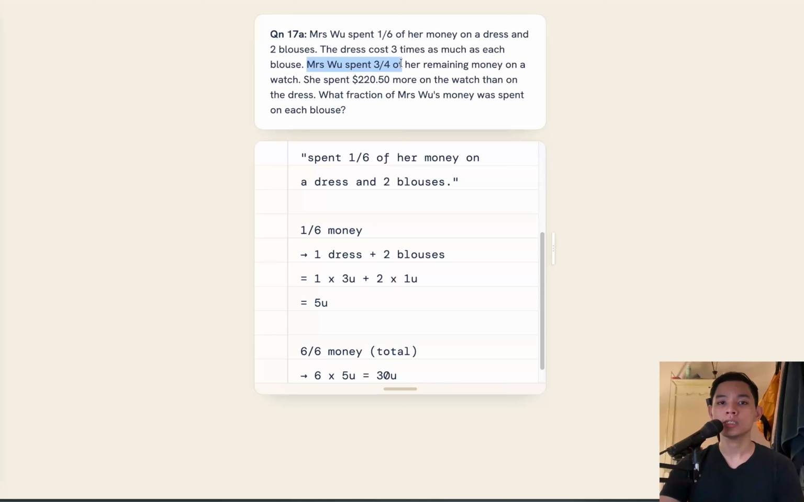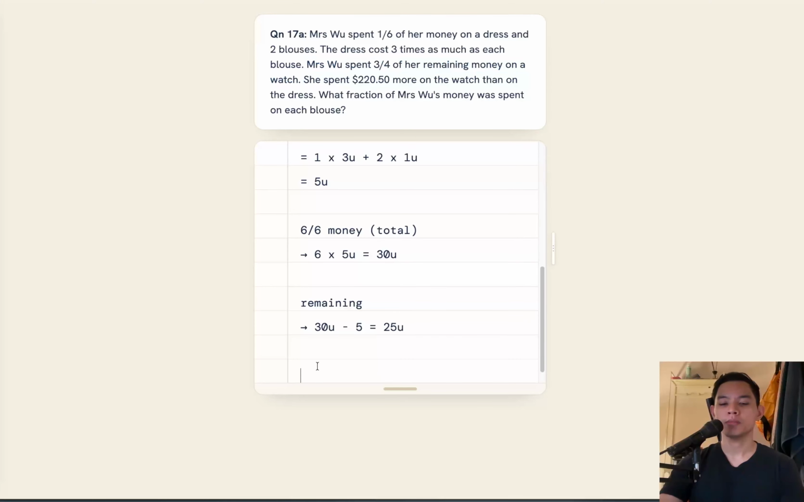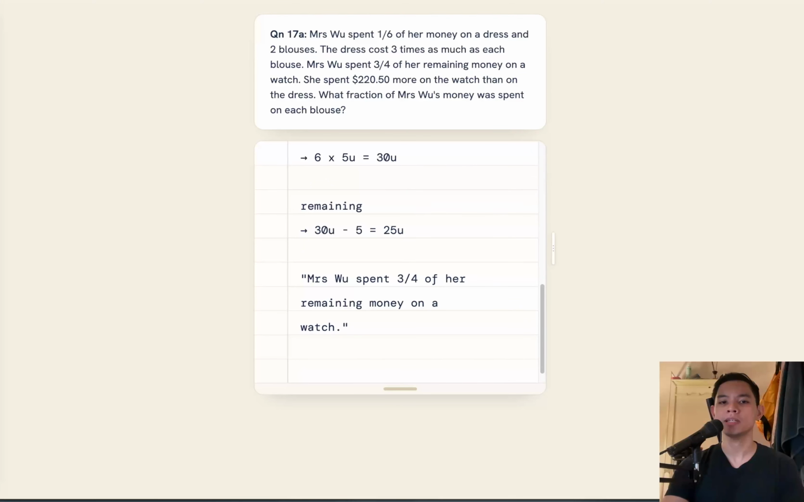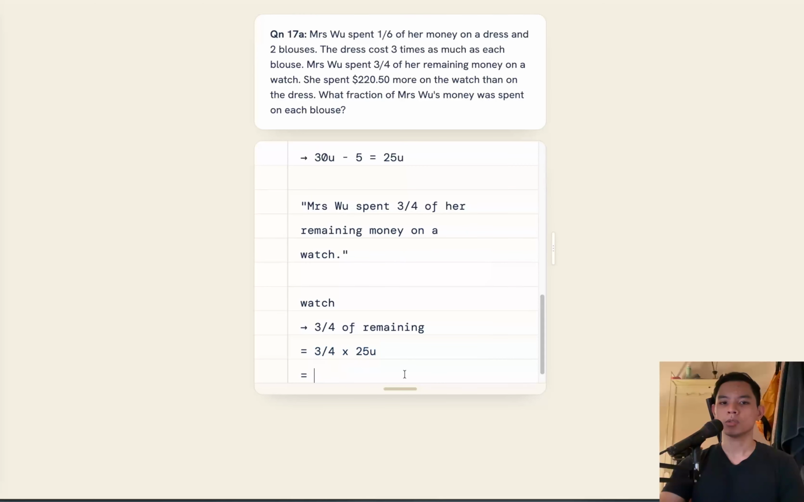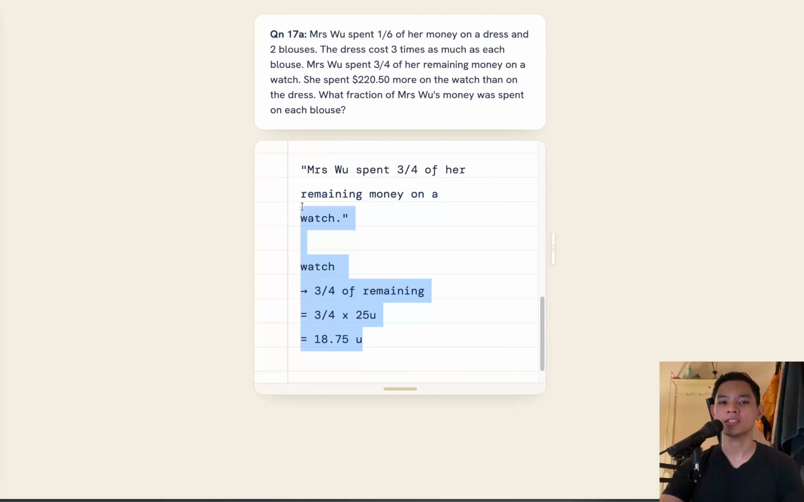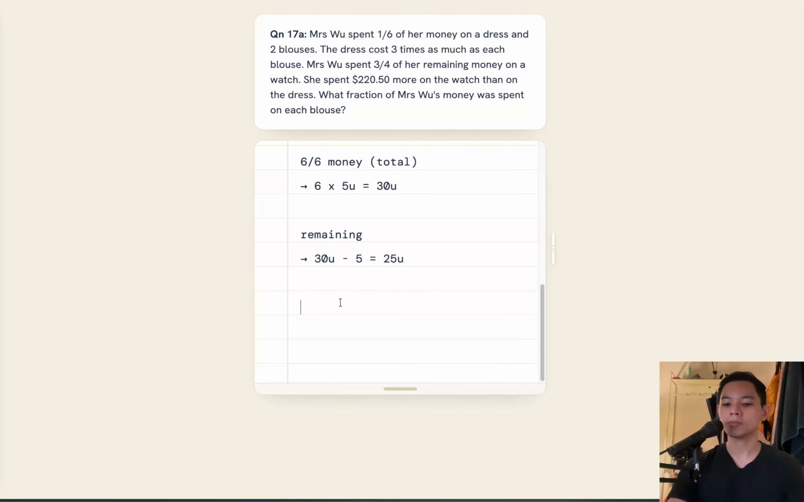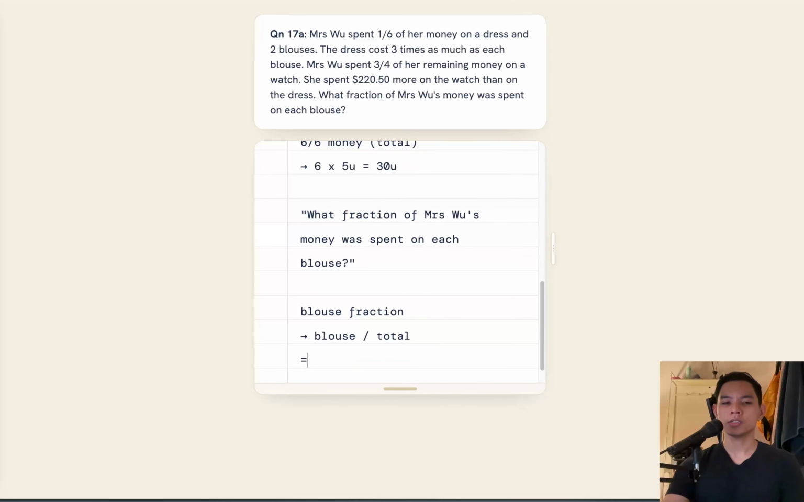Okay. So that means remaining is equal to 30 units minus 5, this is 25 units. So in the next statement, Mrs. Wu spent 3/4 of the remaining money on a watch. So a watch is basically 3/4 of remaining. So 3/4 times 25 units, which in this case is 18.75 units. Okay, we don't need to calculate the watch actually, because the question is asking what fraction of Mrs. Wu's money was spent on each blouse. Blouse fraction equal to blouse per total. So blouse is 1 and total is 30. So the answer is 1 over 30.